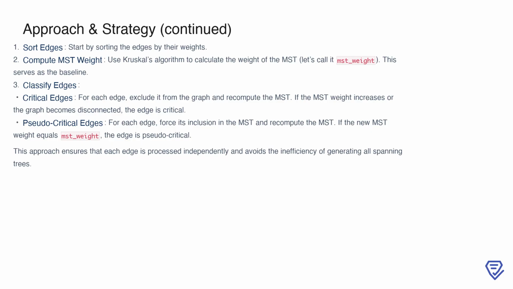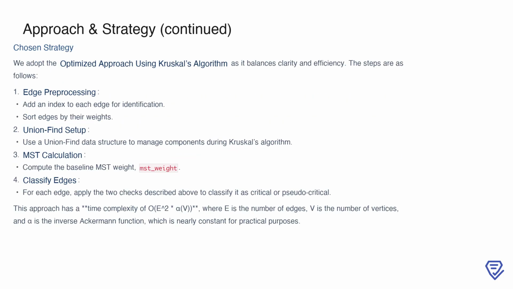performance while maintaining clarity. The optimized approach using Kruskal's algorithm is our chosen strategy because it strikes a balance between efficiency and clarity. The process begins with pre-processing the edges, where we assign an index to each edge for easy identification and then sort them by their weights. Next, we set up a union-find data structure to manage connected components during Kruskal's algorithm. We compute the baseline MST weight, MST_weight, which serves as the reference for classifying edges. For each edge, we apply the two key checks to determine if it's critical or pseudo-critical.